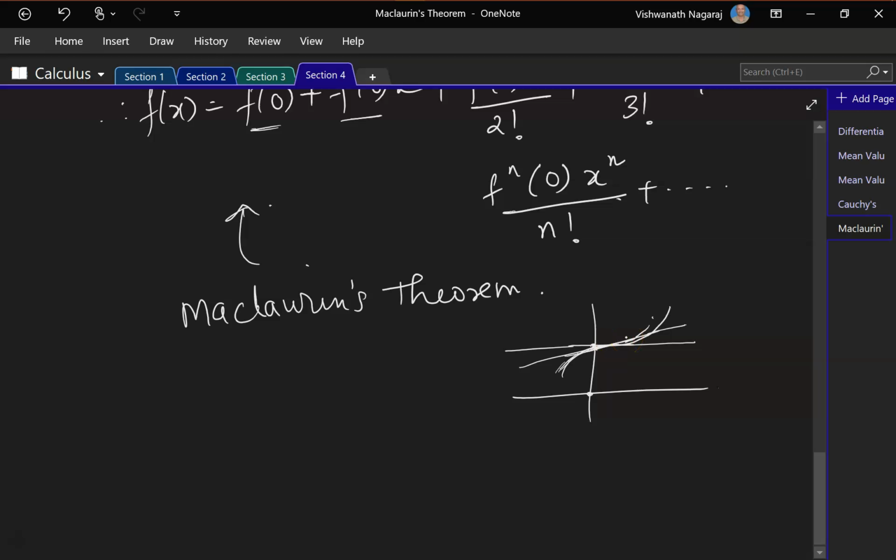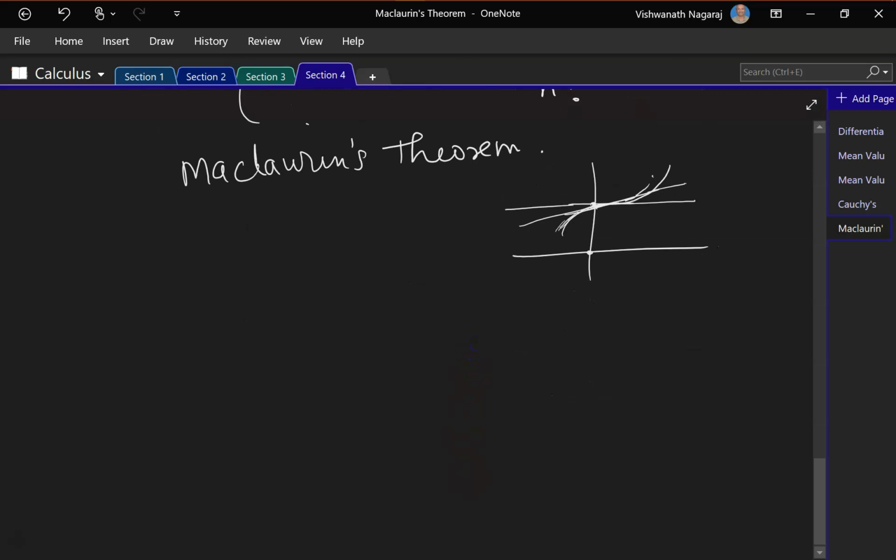How much perfectly? That depends on the number of terms you take it to. So let's see how it gets applied. y is equal to, let's say we want to know what is the expansion of cos x. y1 is equal to, so when we differentiate it, we get minus sin x.